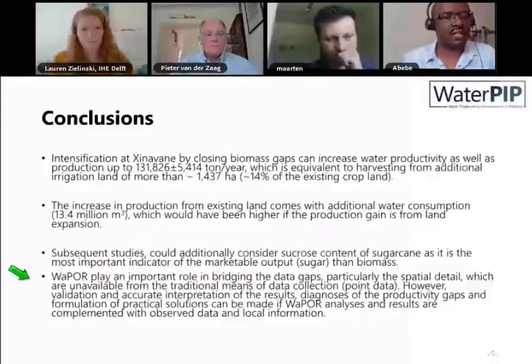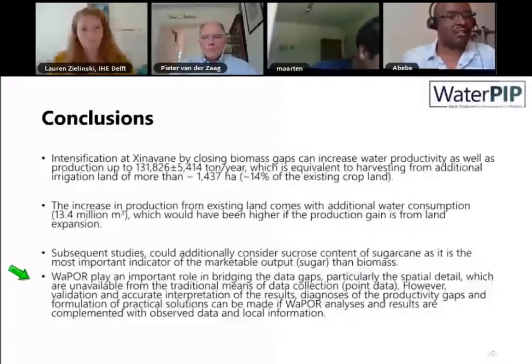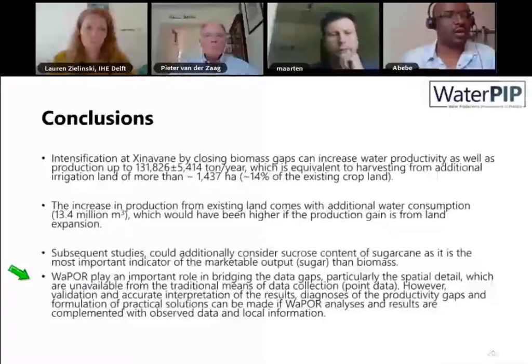So WaPOR plays an important role. In fact, we have seen this since the first webinar up to now. It really bridges the data gaps, particularly the spatial details, which are unavailable from the traditional means of data collection, point data. The first presenter, Abara Girma, already showed they have just one data center to predict, operate, and do everything. So in such cases, also for future expansion or planning, WaPOR could really play a pivotal role. However, validation and accurate interpretation of results, diagnosis of the productivity gap, and formulation of practical solutions can be made if WaPOR analysis and results are complemented with observed data and local information.